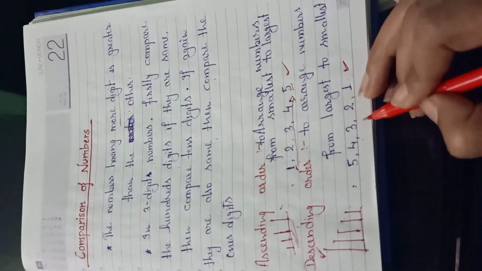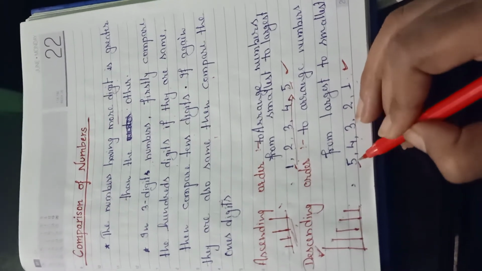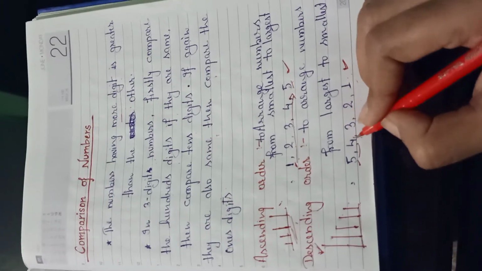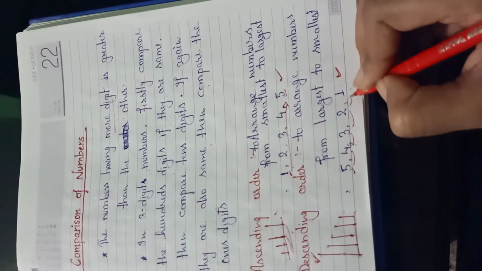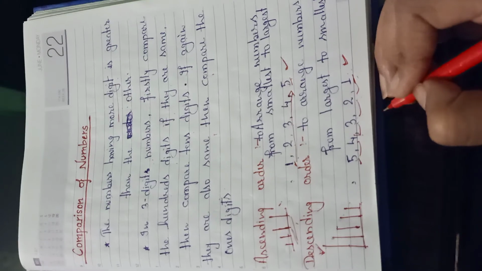5, 4, 3, 2, 1. It is the greatest number, then smaller than this, then smaller than this, then smaller than this, then the smallest number. This arrangement is called the descending order. Okay.